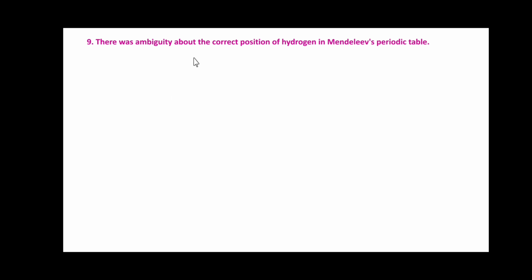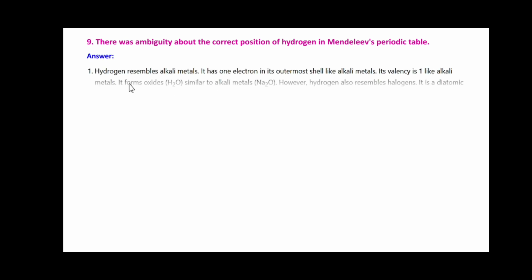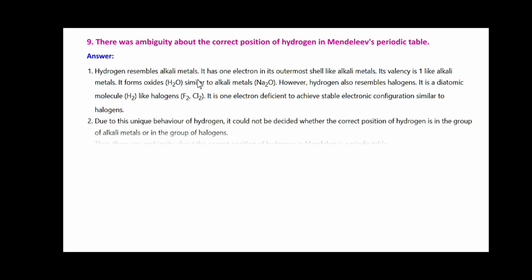There was ambiguity about the correct position of hydrogen in Mendeleev's periodic table. Hydrogen resembles alkali metals. It has 1 electron in its outermost shell like alkali metals. Its valence is 1 like alkali metals. It forms oxides, that is H2O, similar to alkali metals, Na2O.